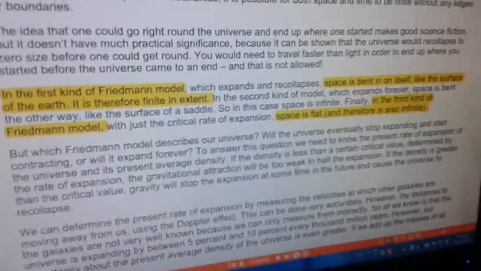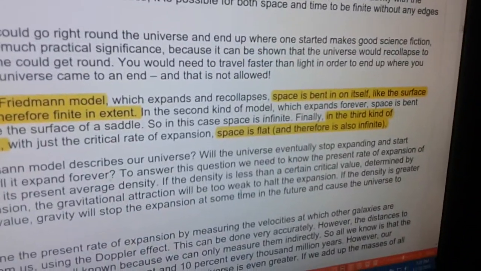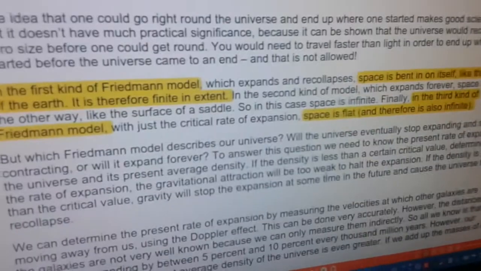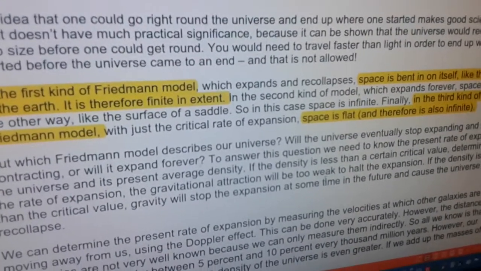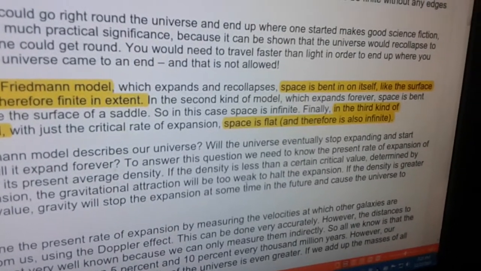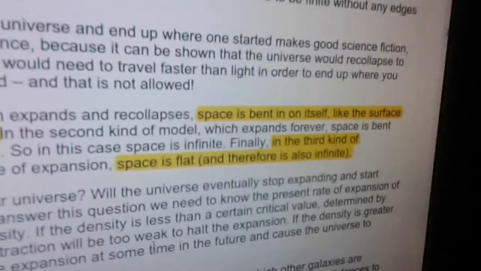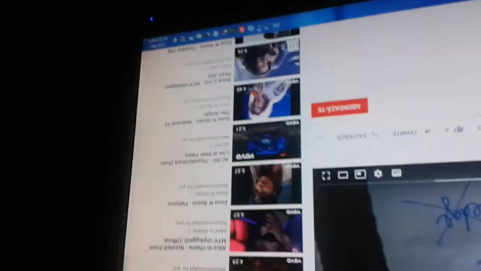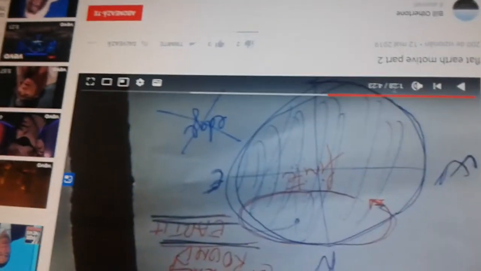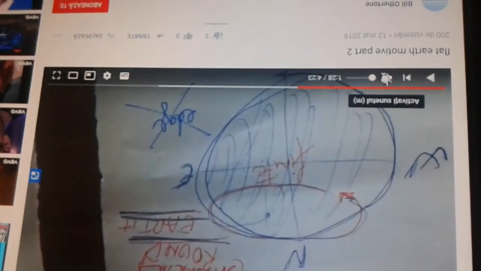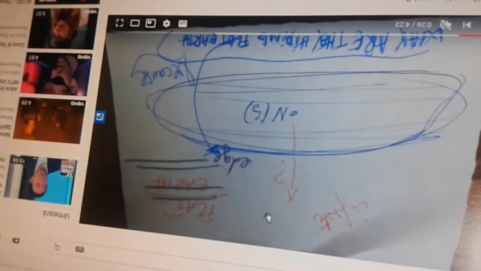But then, let's follow the yellow brick road. Finally, in the third kind of Friedman model, who cares? Space is flat and therefore is also infinite. Sorry for this. So the space is infinite. This is this case here. This is the case where the earth is infinite.